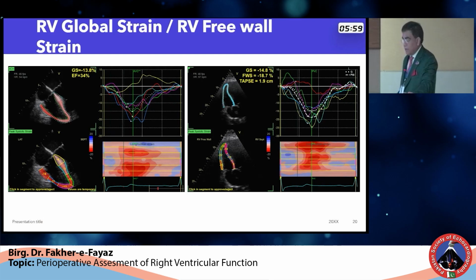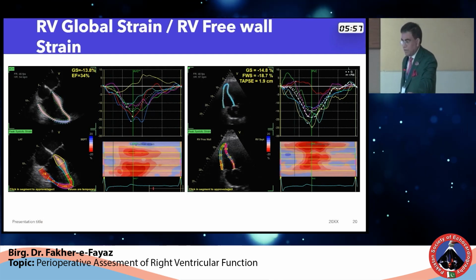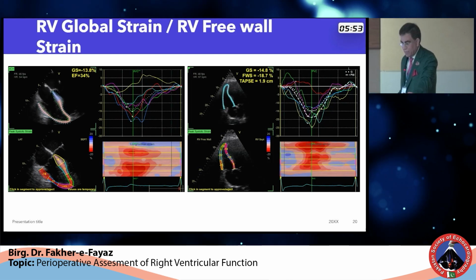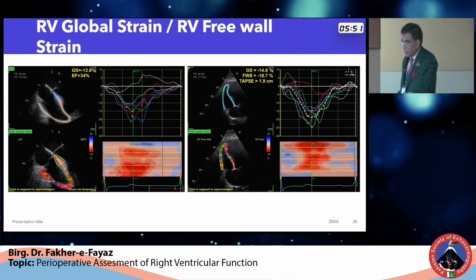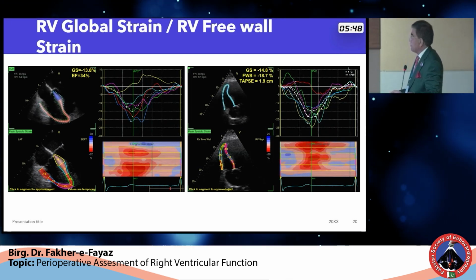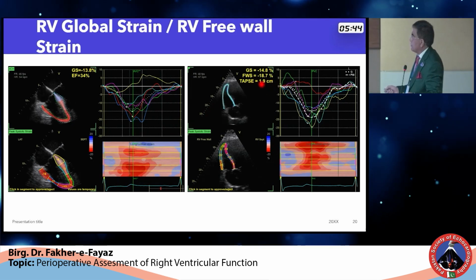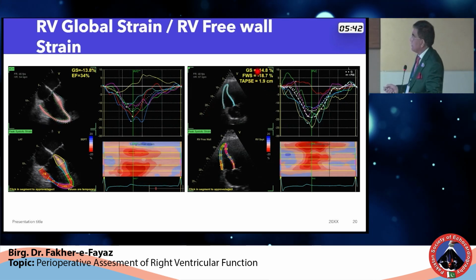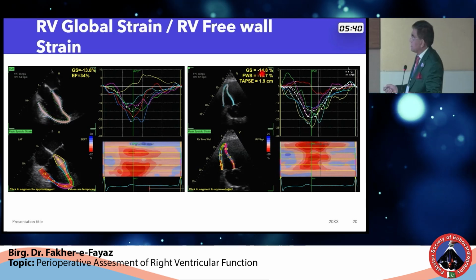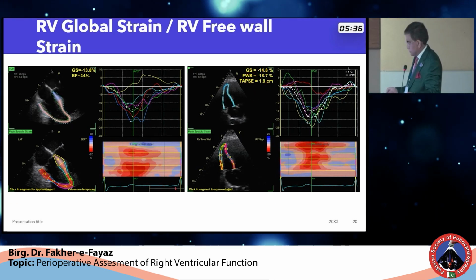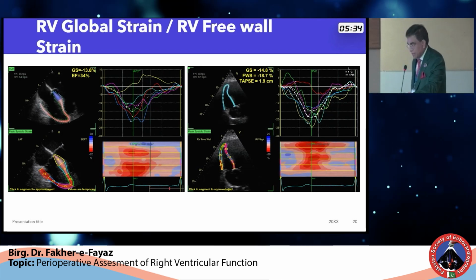We have talked a lot about the RV global strain and RV free wall strain, and I will not be going into detail of that, but I only want to show one thing. If you look here, the TAPSE is normal, but the free wall strain of the RV and the global longitudinal strain is low. So that means it's showing a subclinical sort of RV dysfunction, but it is there.